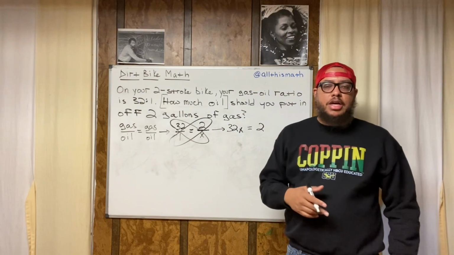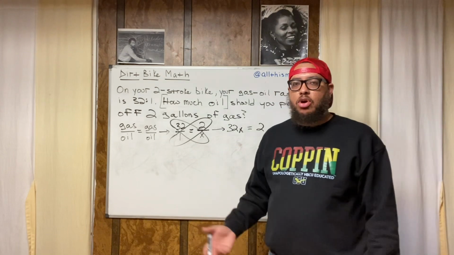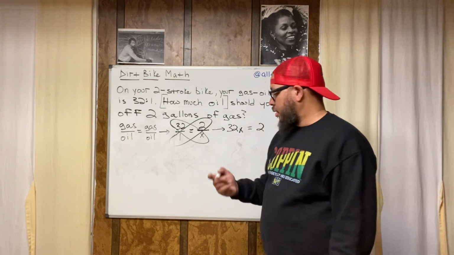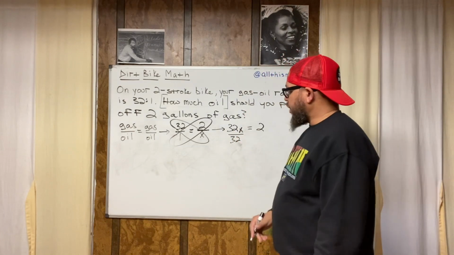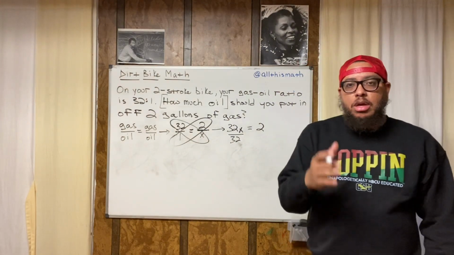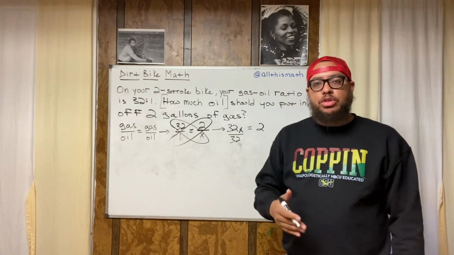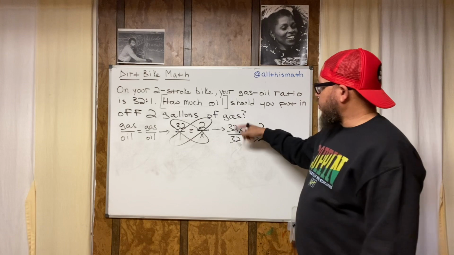32x means 32 times x, so 32x is involved in multiplication already. The opposite of multiplying is going to be division. So I'm going to divide by 32 on the left-hand side. Now, because this is an equation and I want to keep everything balanced, when I divide by 32 on the left-hand side, I also need to divide by 32 on the right-hand side of the equation. So that's what I'm going to do.